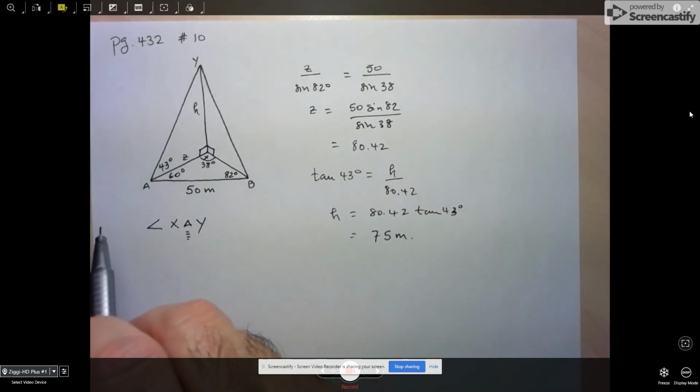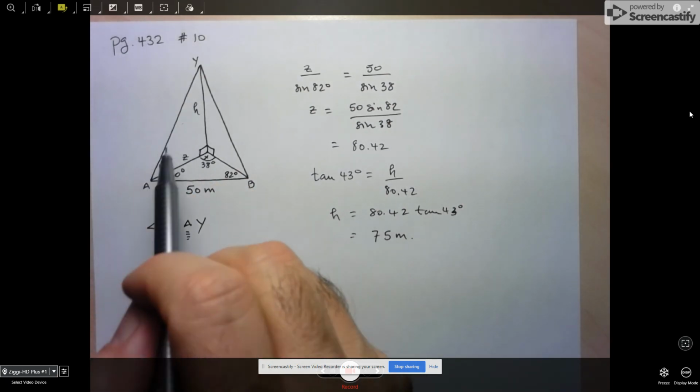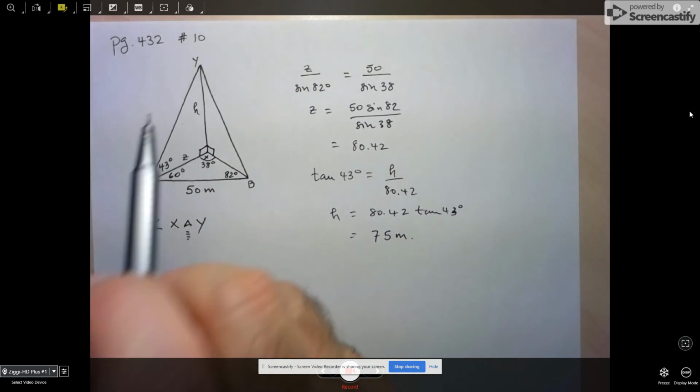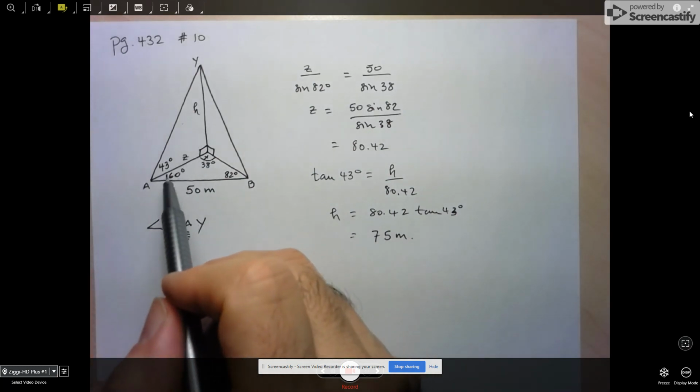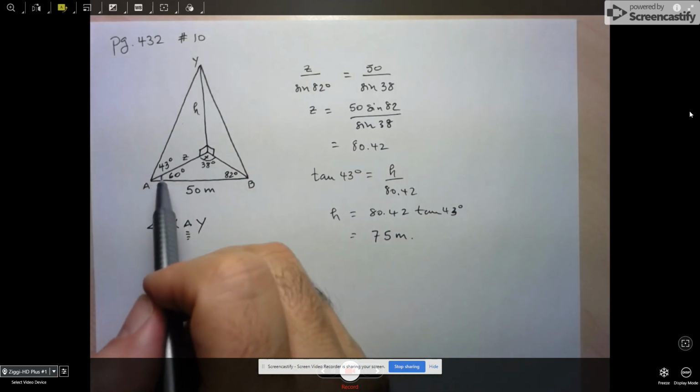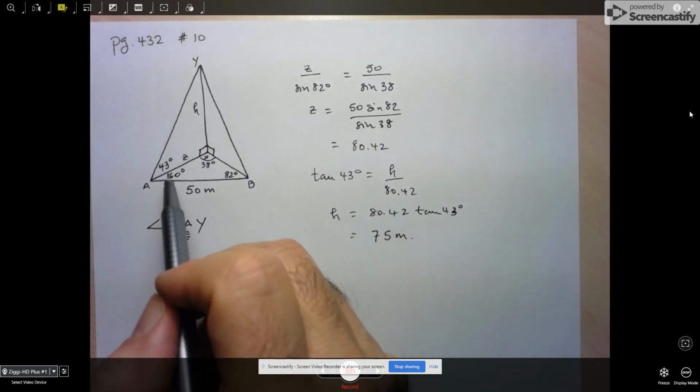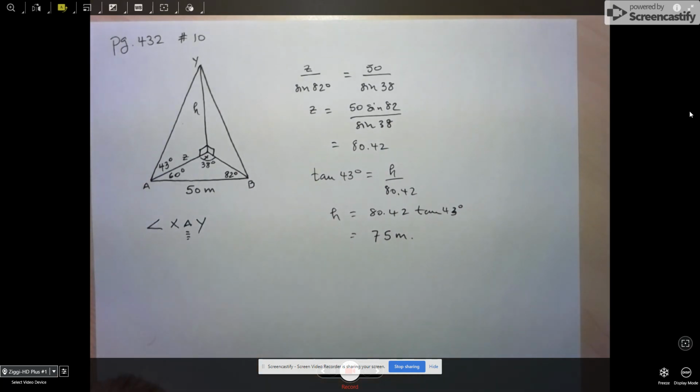So once you labeled your diagram, you realize that the triangle you needed to solve for h did not have enough information. So you looked for something that was in common with another triangle, which was this side length z, in order to determine that first. Okay, that's it for this one.